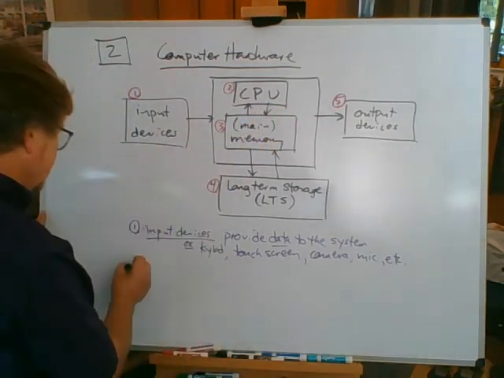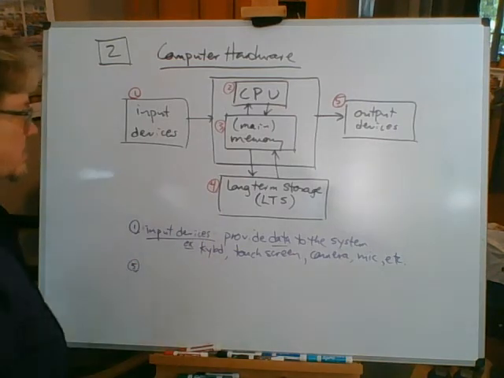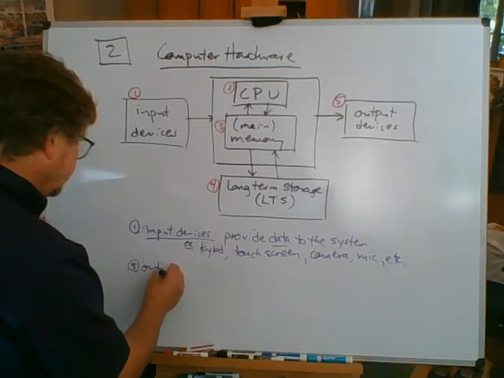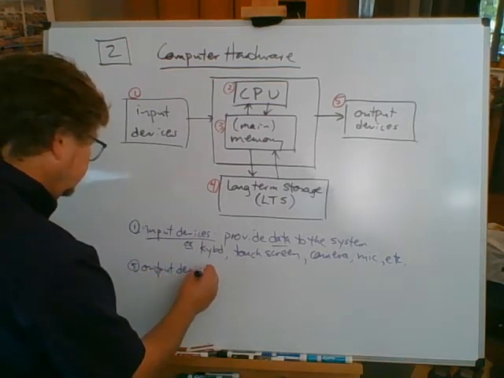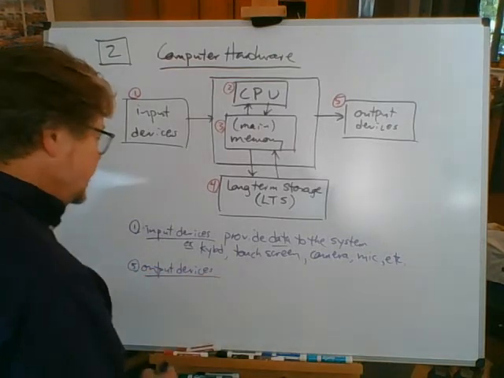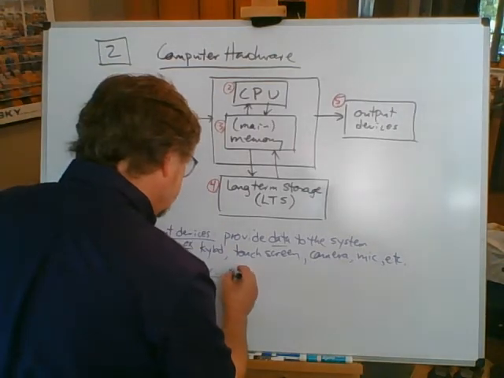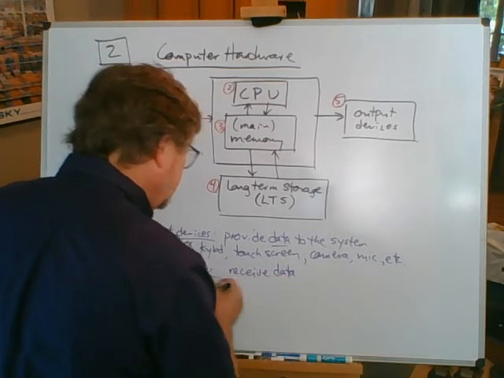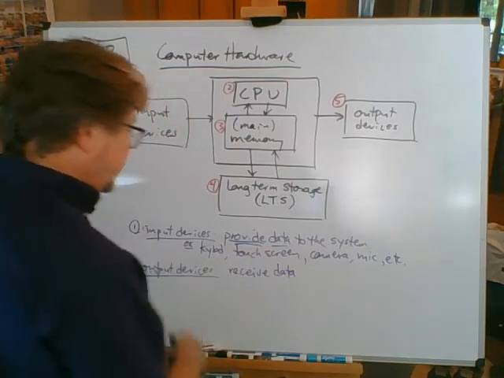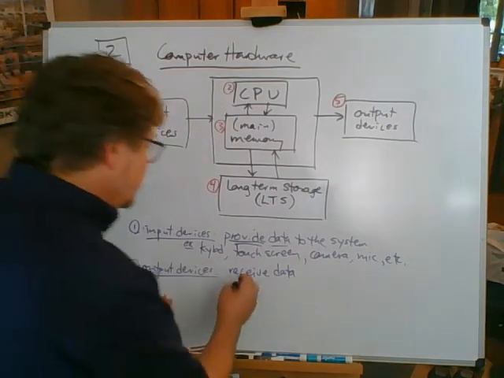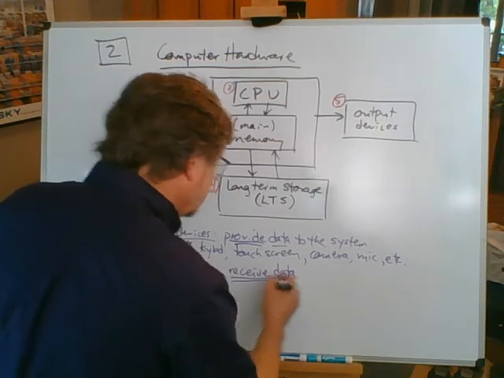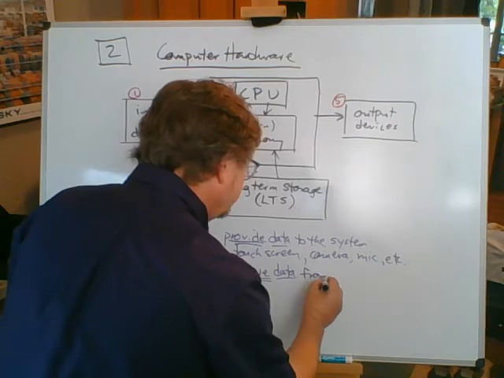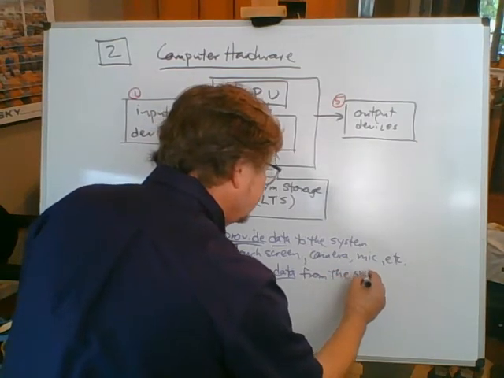I'm going to zip over here to number 5, because that's a fairly easy one to dispose of, or so I'll claim. The output devices. These receive data from the system. Actually, I should have underlined provide. There, I'll double underline it, so it's more important than data. Receive, double underline, single underline data. New convention here. Receive data from the system. It's all about the direction of information flow.